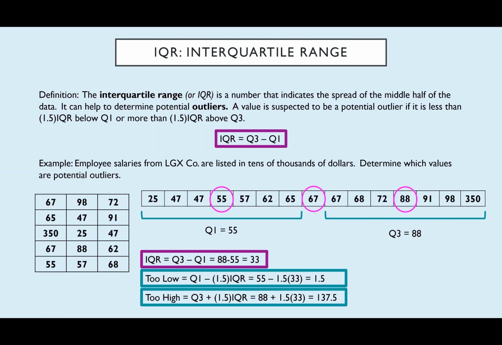So looking at our data, we see that 350 is an outlier. It's too high.